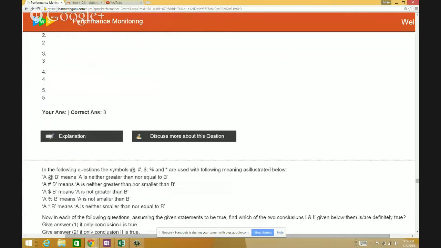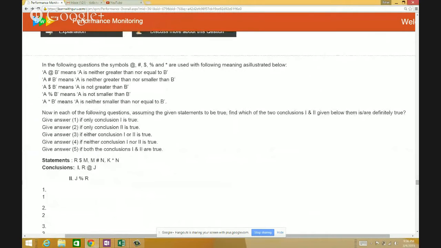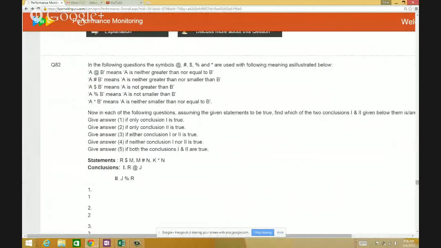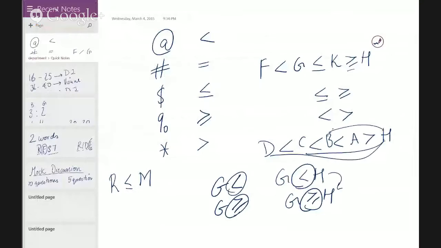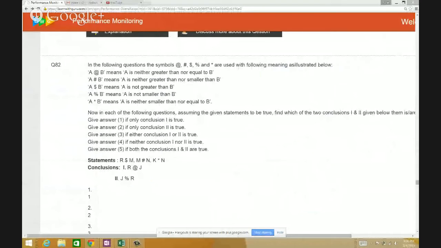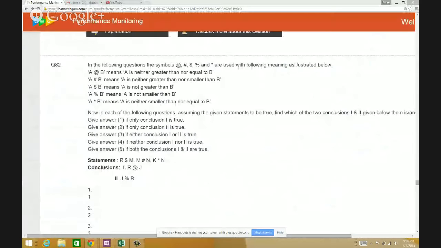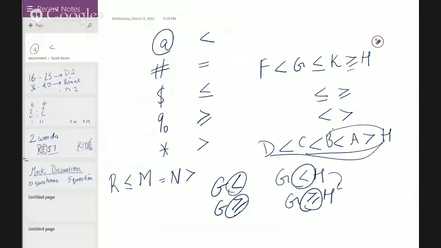Let's put one more. R dollar M, so I'll say R less than or equal to M. M hash N, sorry, M equal to N. Okay. And then I have K percent K star N, which means K is greater than N. Sorry, that way. Okay, so it's straightforward.